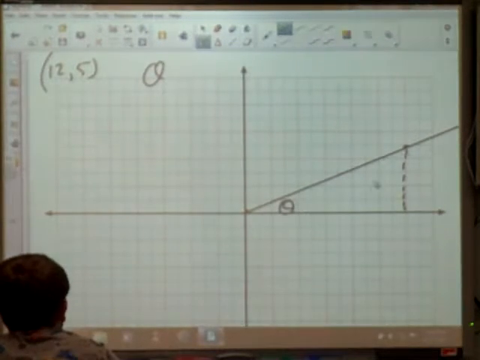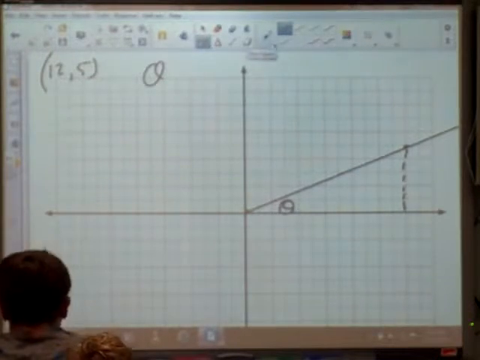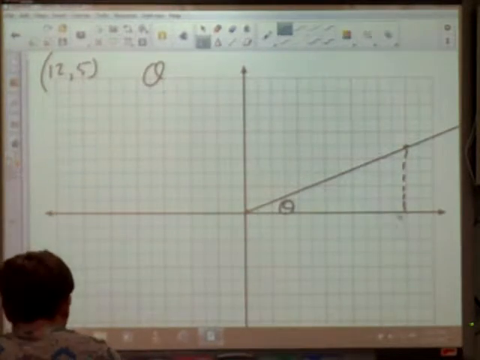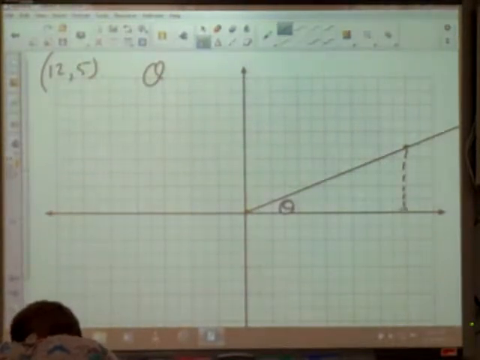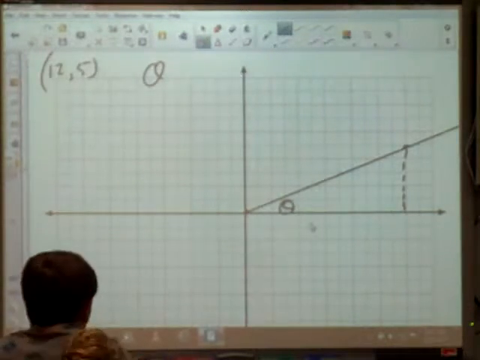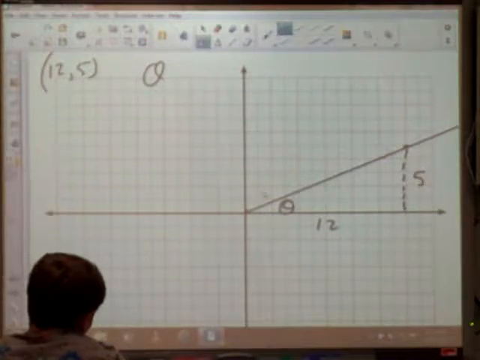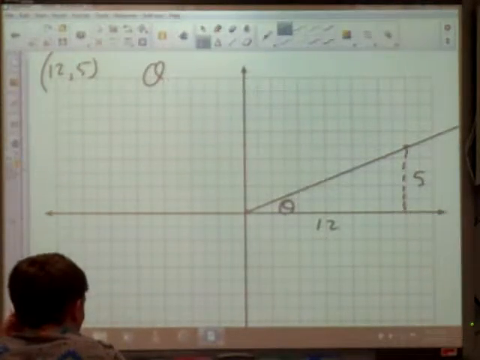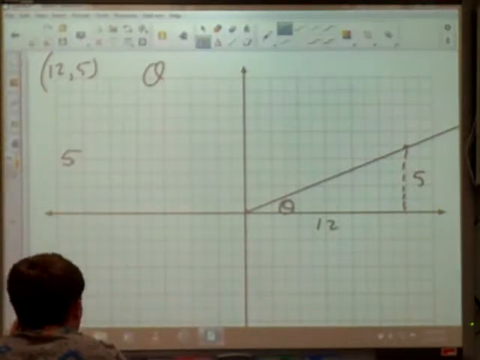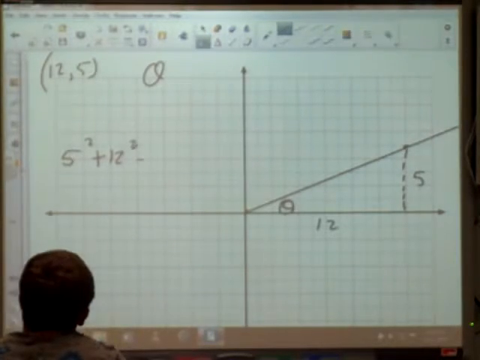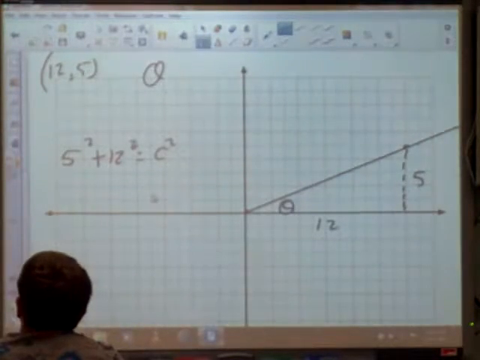Alright, so what I need to know now are what are the dimensions of this triangle that I drew. How long is this base from the origin to that height? 12. And we know it's how tall? So what I'm missing is the hypotenuse. So we've got 5 squared plus 12 squared equals c squared. The hypotenuse is always seen in your Pythagorean theorem.